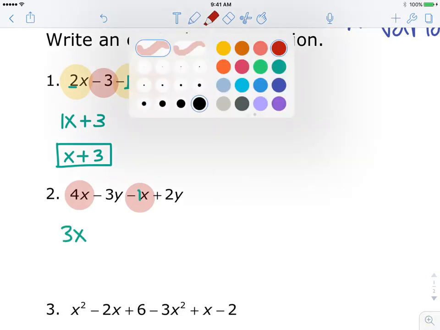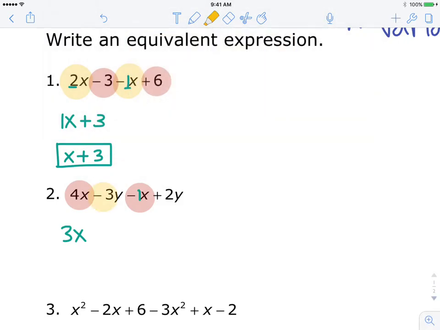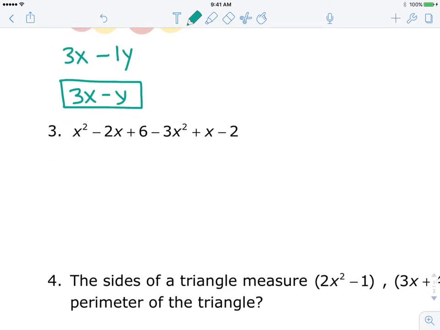My other terms have got y's on them. They do both have y's on them. So we're going to do minus 3y plus 2y. Negative 3 plus 2 is negative 1, so negative 1y. Okay, again, especially on STAAR, they're not going to write that 1, so I'm going to rewrite mine without the 1.